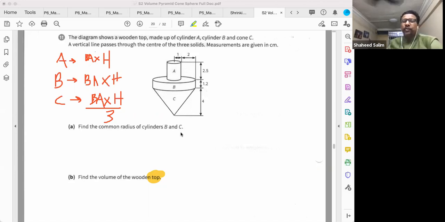Come on, come on, come on. Easy, yeah? Base area times height. Base area times height. You take pi as 3.14, radius. Okay, Shafi says the answer is 79.4. The book answer says 79.5. Not too tough lah, not too tough.